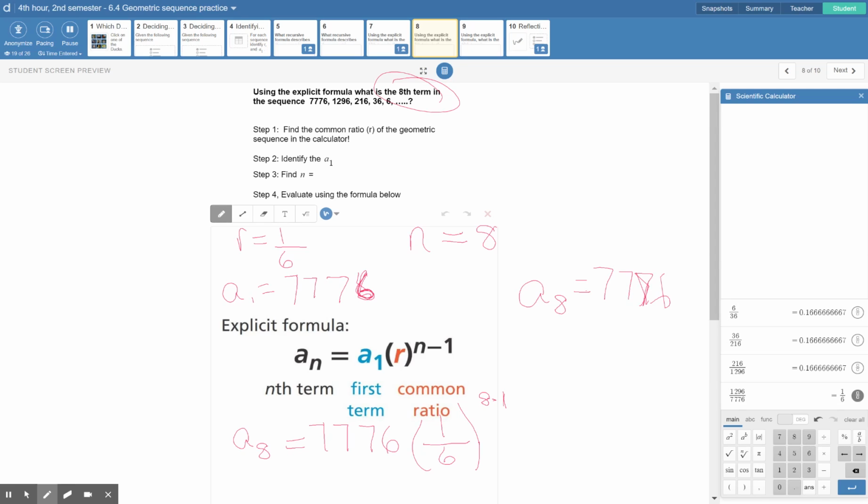Sorry guys, this is horrible writing. So that should be 7,776. And then we have the 1 over 6. And then 8 minus 1 is 7. So we're always going to do that because that's what the formula says. Use the calculator.